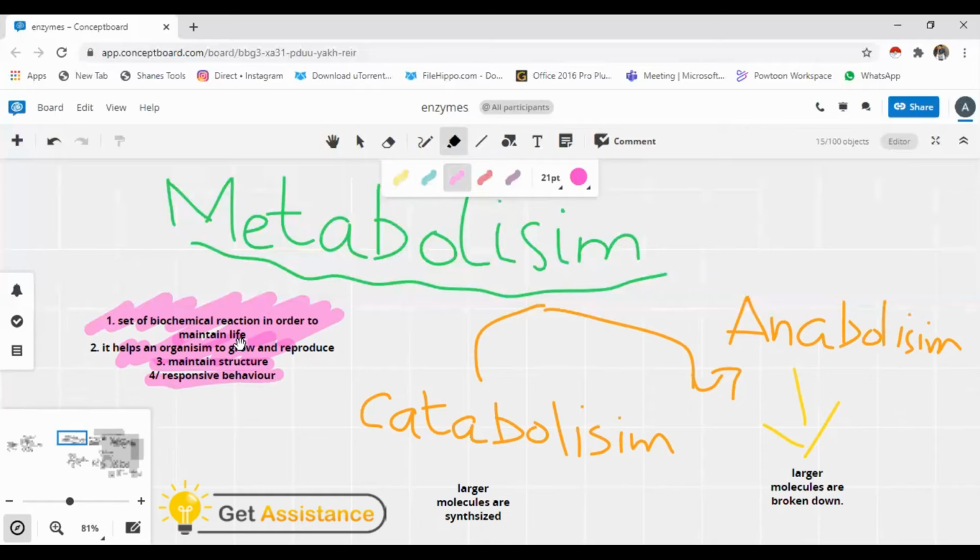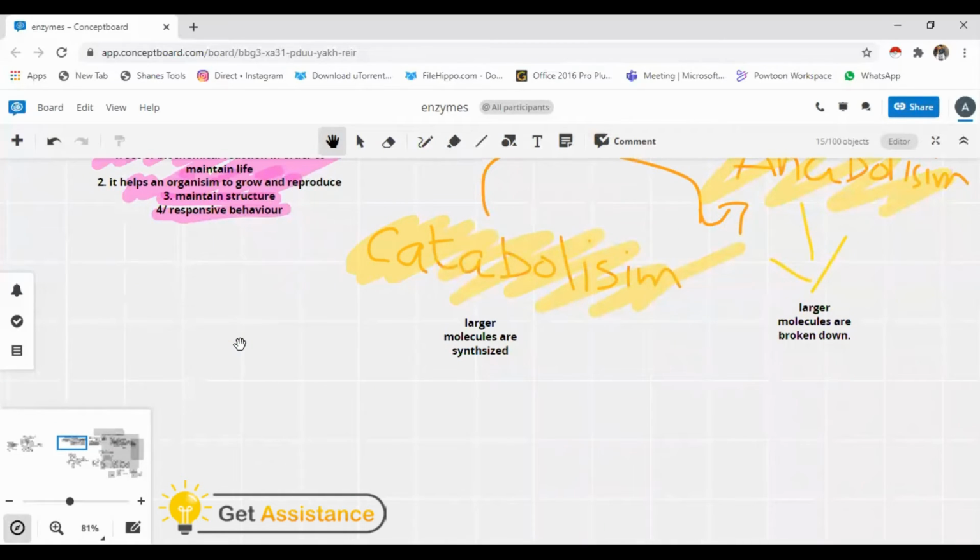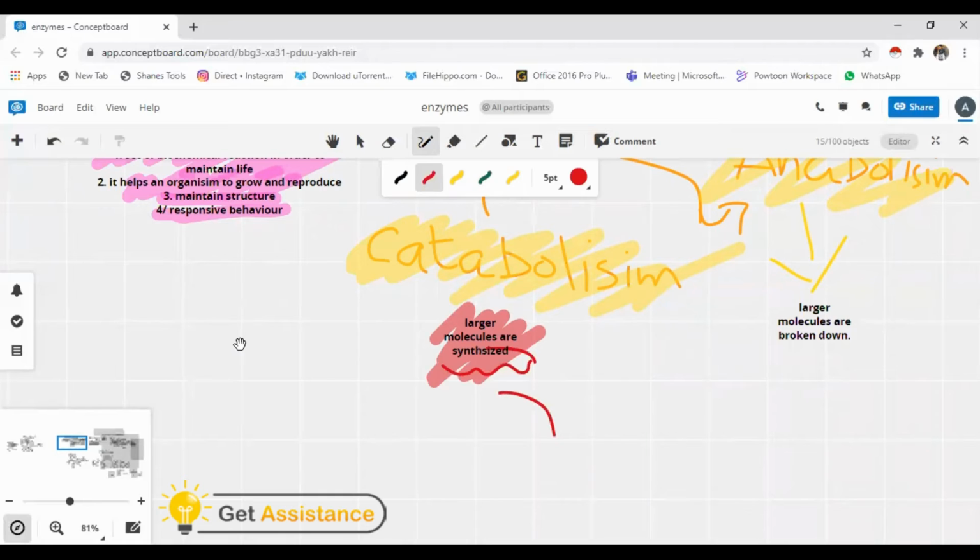Now, we have two simplest types of metabolism. The first type is catabolism, and the other type is anabolism. When I'm talking about catabolism, it means that larger molecules are synthesized. What does the word synthesize mean? Synthesize means ordering. Whenever you are taking something inside your body, the larger molecules will be synthesized. They will be put into order. They will set themselves into order.